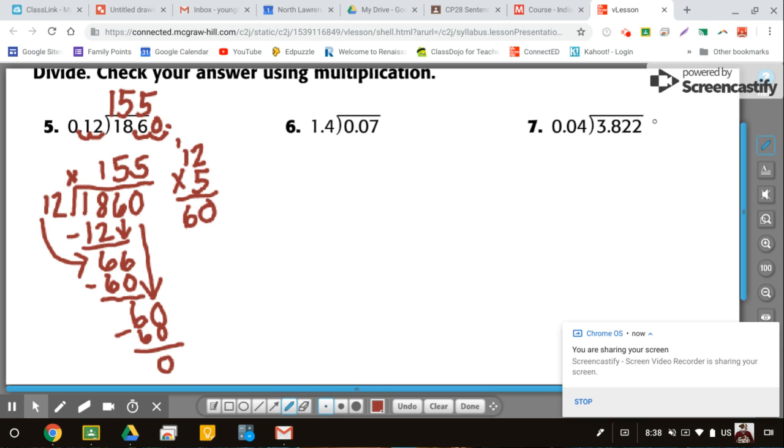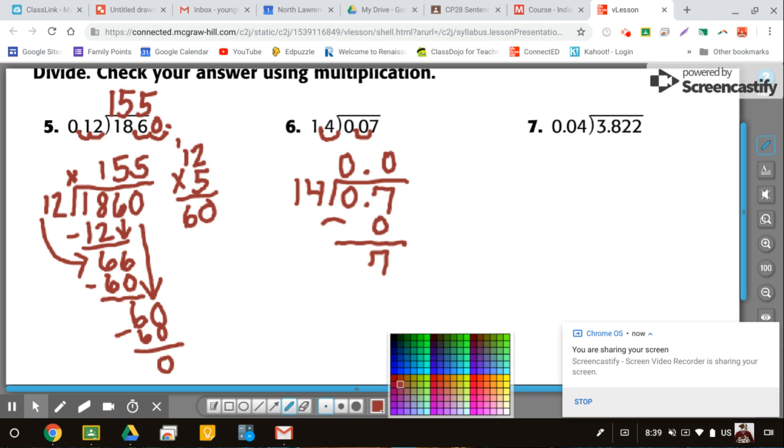Next problem, you have to bring this over 1 space, which makes this a 14. So that means you have to bring this one over 1 space, which is going to make this a 0 and 7 tenths now. Put your decimal up here. How many times will 14 go into 0? 0 times. How many times will 14 go into 7? 0 times. We'll take that 0 times 14. It's going to give you 0. Subtract like you always do. And that's going to give you 7.